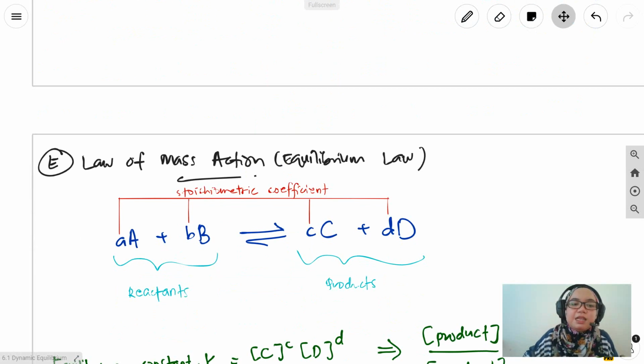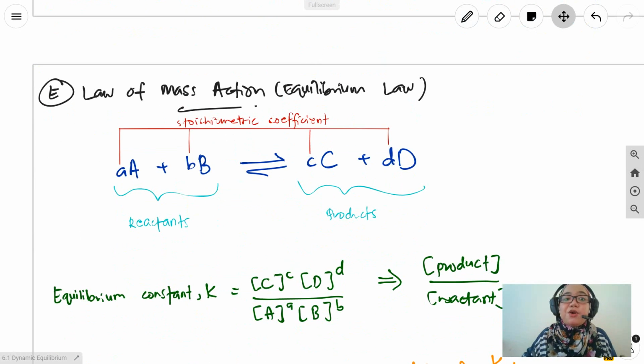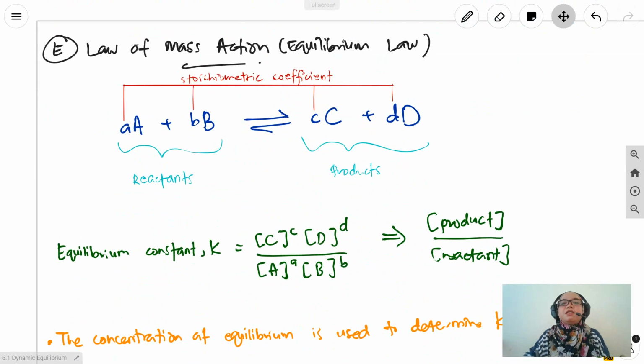Okay, now we want to look at the law of mass action, or in other words, equilibrium law. So we can consider one of the general chemical equation here, aA plus bB forming cC plus dD. So this is the reactant, this is the product, and the small letter is the stoichiometric coefficient, which usually represent the moles of the reactant and product.